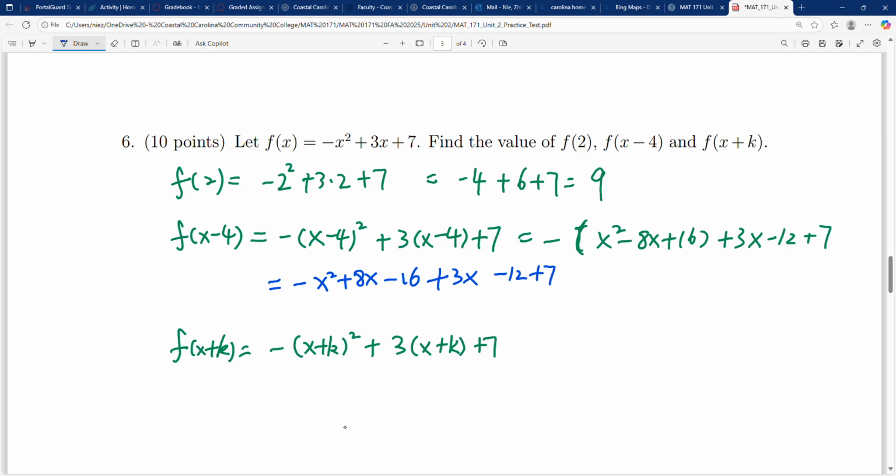You only have one x squared, right? You only have one x squared here, so just negative x squared. And x, you have two terms, combine them together, plus 11x. Now all the numbers, combine them together, you have minus 16 minus 12 is minus 28, and plus 7 is minus 21.